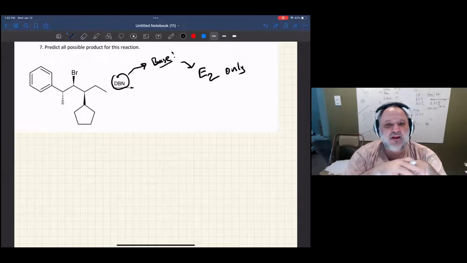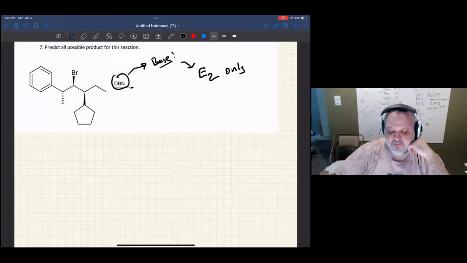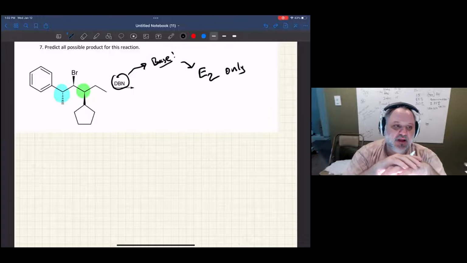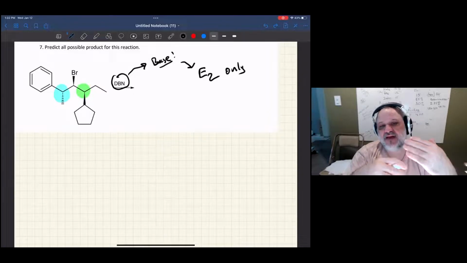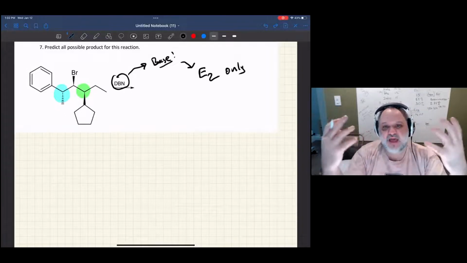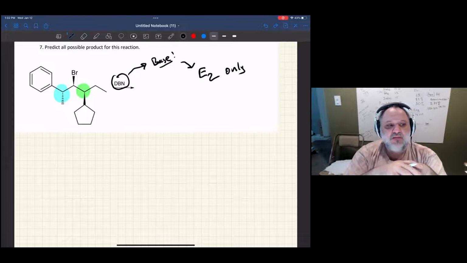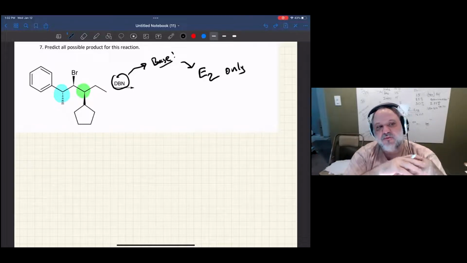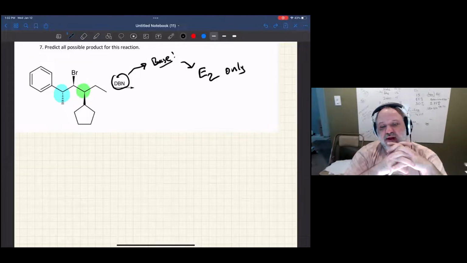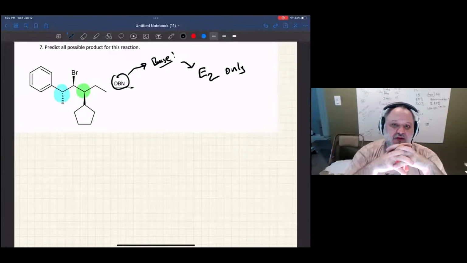Okay, so if I'm thinking about an E2 reaction mechanism, then I want to look at the beta positions, because those are the two positions that have hydrogens that I'll eliminate from. Remember, E2 means that the hydrogen is transferred at the same time that the leaving group is leaving, and that forms the double bond. Well, I've got two beta positions, but here's where the complication for this particular reaction comes in. At these beta positions, the highlighted blue and the highlighted green, there is only one beta hydrogen. And so that means that we have to make a little bit more of a significant consideration.